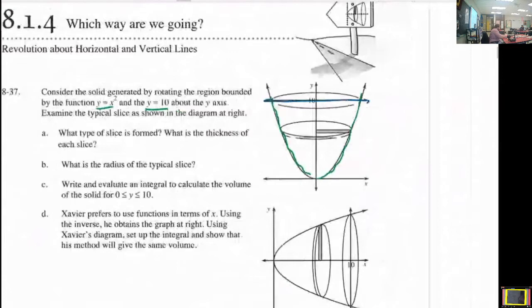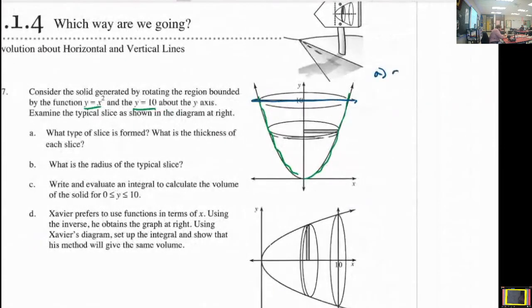In question A, what type of slice is formed? It's a disc. You can see there's no holes in it, so you don't require the washer method here. If you were to slice it horizontally, you're just going to get a circle, or a circle with a tiny thickness, which we call a disc. The thickness of the slice is dy in this case, because we are slicing it horizontally, which means we're slicing a tiny thickness of y with each slice of this thing.